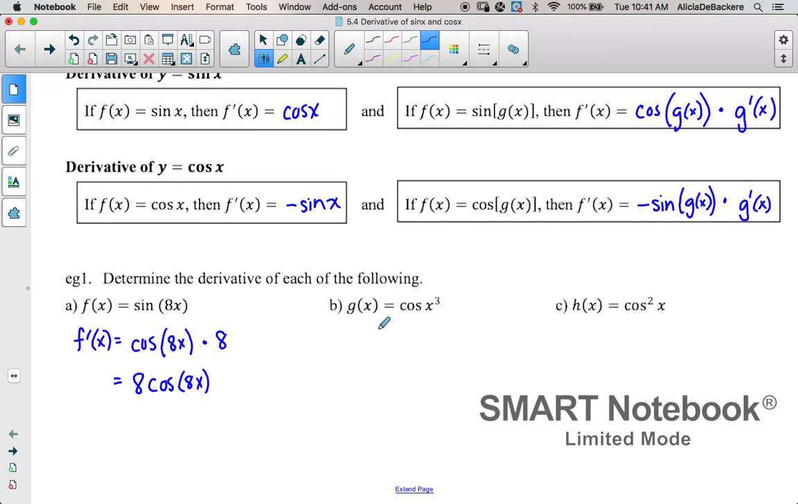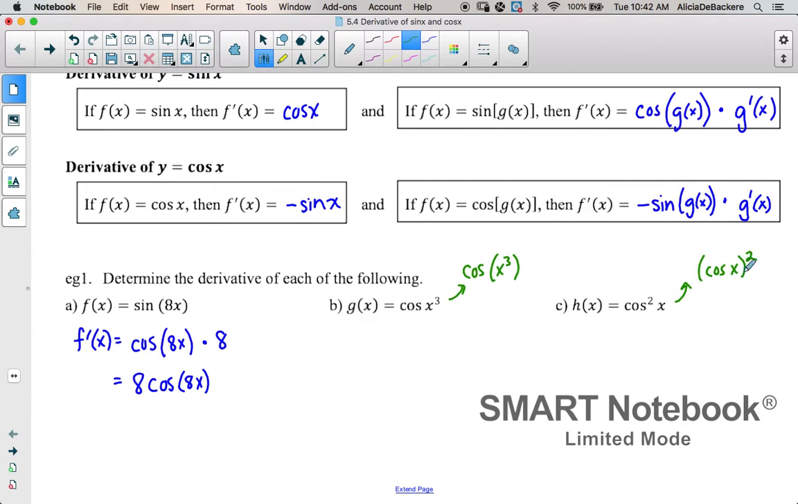All right, our next one, we've got cosine of x cubed. Notice in part C, I've got cos squared of x. So we need to remember, what does it mean when the exponent comes after, and what does it mean when the exponent comes in the middle? So this means cosine of x cubed. So I would take the x number, cube it, and then take the cosine of it. This is when the squaring is on the outside.